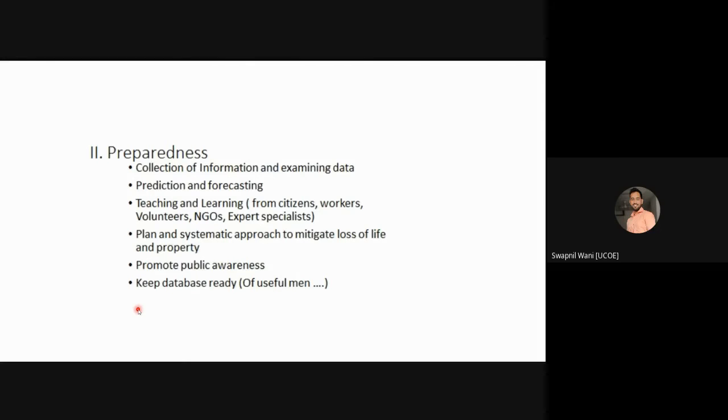And the main and very important point is keeping the database ready so that it will be useful for anyone, any authority who is responsible for taking the responsibility of disaster management. So we have to file all the data and keep it handy. This all comes under preparedness: how to prepare a community and organization for dealing with such types of disasters.